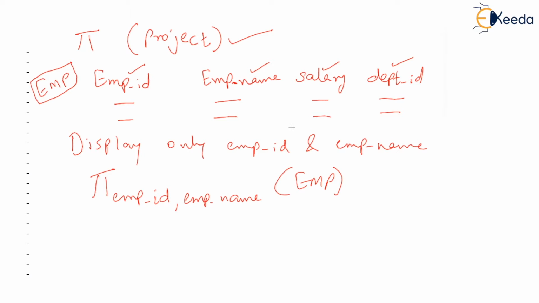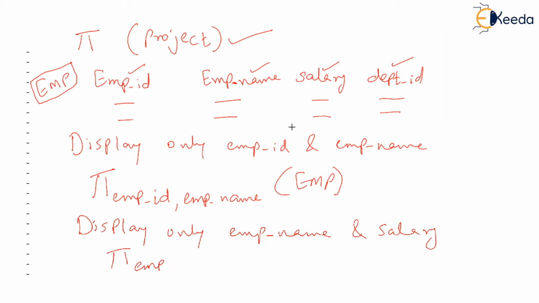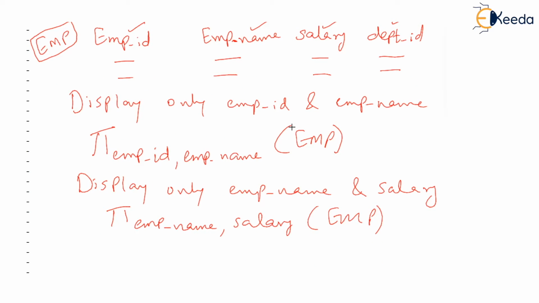Isn't it so? Like what if we want to display only employee name and salary? Let's say that means second and the third column has to be displayed. Then the project operation will be project employee name, comma salary from EMP relation. So definitely all the rows will be displayed, but all columns will not be displayed. Only EMP name and salary will be displayed. So that is how project operation works.